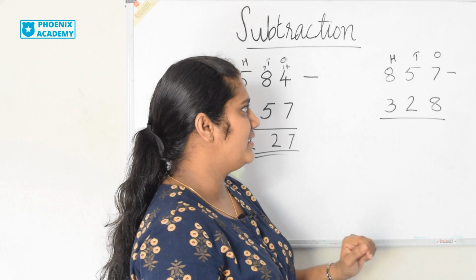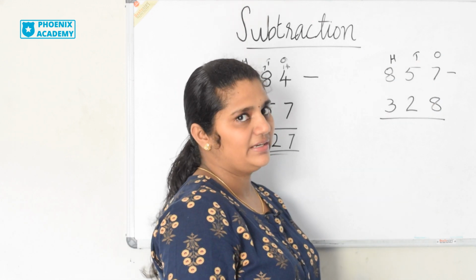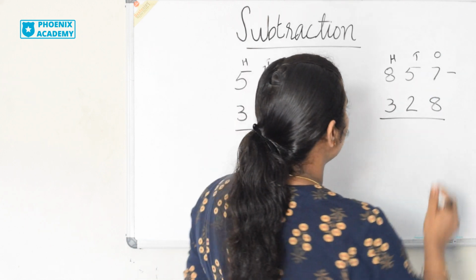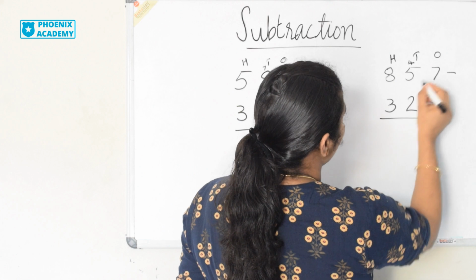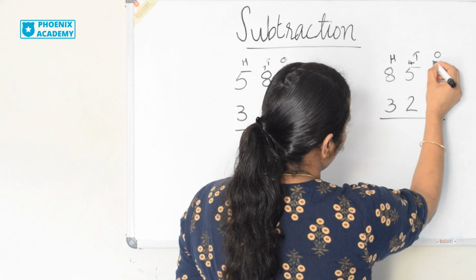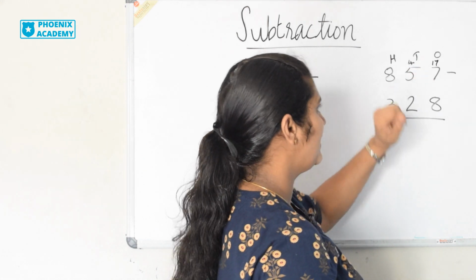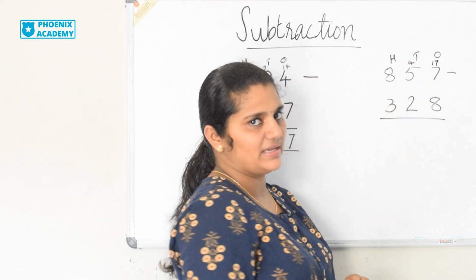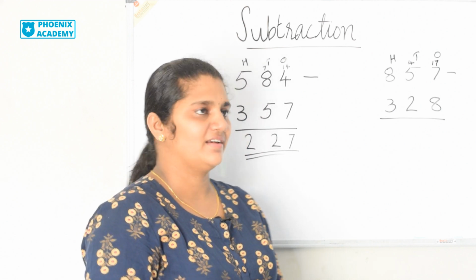Since 8 is a bigger number, we have to borrow 1 from tens. So 5 becomes 4 tens and this 7 becomes 17. So we can subtract 17 minus 8. What is 17 minus 8? 9.